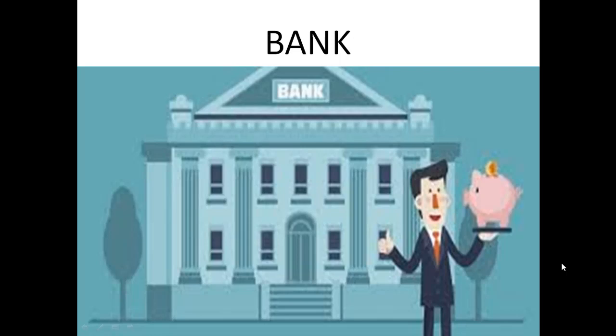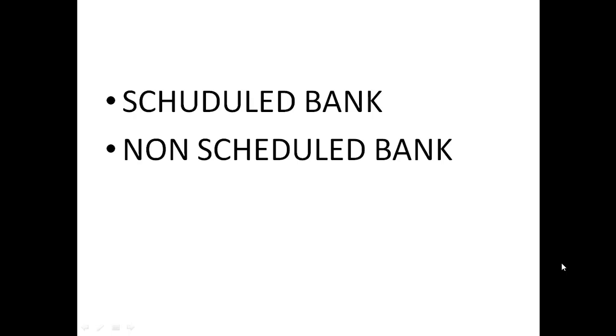According to the RBI Act, we have two types of banks. One is scheduled banks, the other non-scheduled banks. Coming to scheduled banks, as per Section 2(e) of the RBI Act, a scheduled bank means a bank that is included in the second schedule of the RBI Act 1934. A non-scheduled bank is a bank that is not included in the second schedule of the RBI Act.